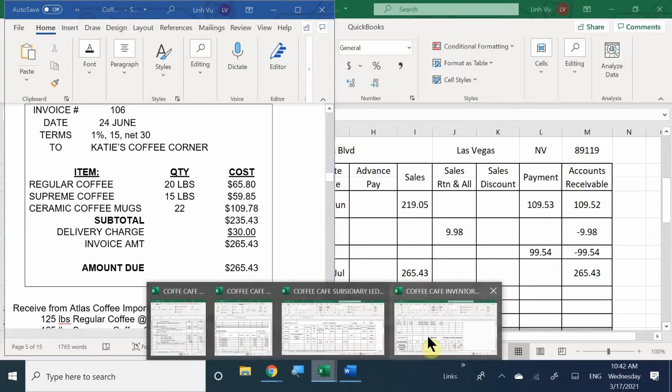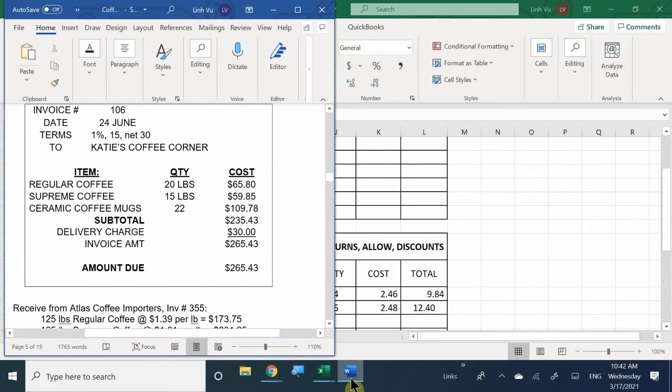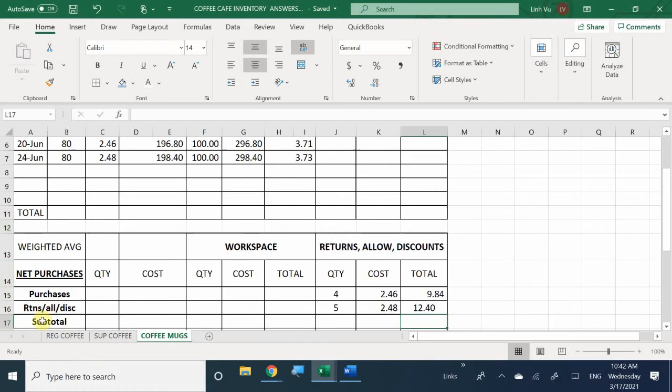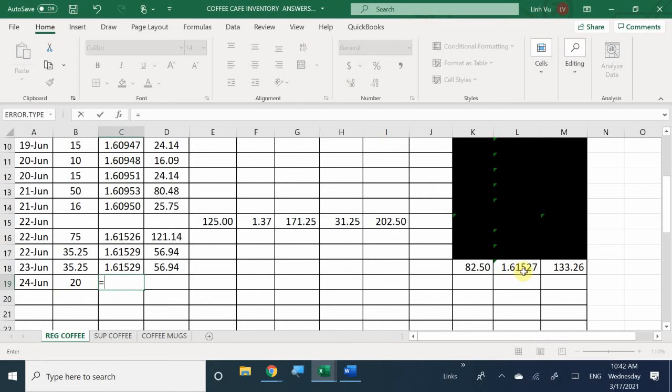What's next? Inventory worksheet. So here we are. We sold to Katie 20 pounds of regular coffee and 15 pounds of Supreme. On the 24th, we sold 20 pounds of regular coffee at this price. So what is going to be my total cost of goods sold here? $32.31.